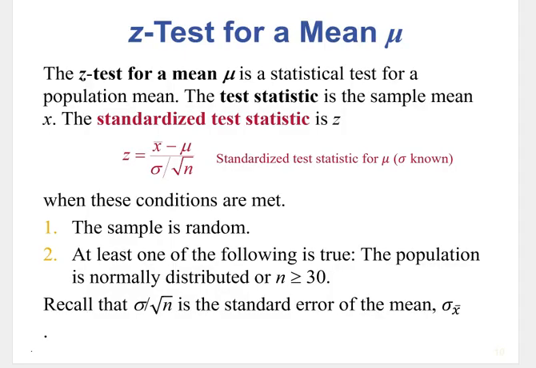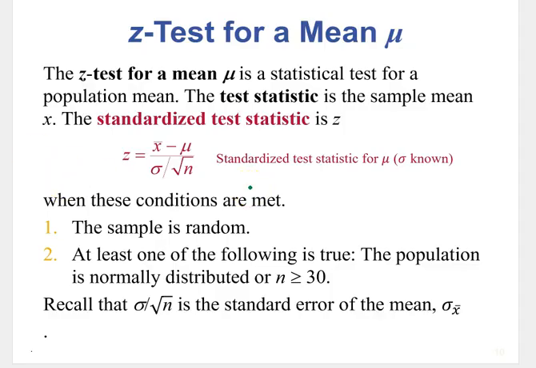The z-test for the mean is a statistical test that uses the sample mean x-bar. When you're doing this test statistic, you will need to know the sample mean. You will need to know the mean of the population, which should be given to you in either the null hypothesis or the alternative hypothesis. You will need to know the standard deviation of the population, and you will need to know your n, the number of data points.